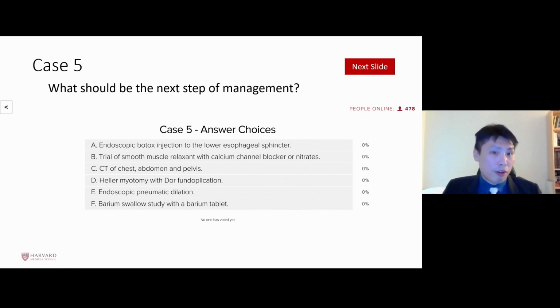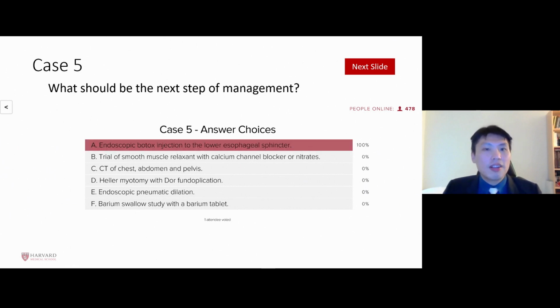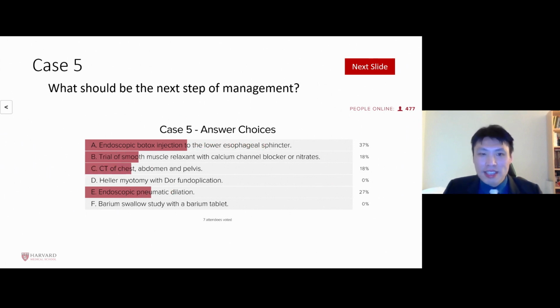Would you refer him for endoscopic Botox therapy to his lower esophageal sphincter, a trial of a smooth muscle relaxant to relax his lower esophageal sphincter, like a calcium channel blocker or nitrates, performing a CT of the chest, abdomen, and pelvis, referring him for surgical myotomy to cut the lower esophageal sphincter, doing a pneumatic dilation of his lower esophageal sphincter to help him, or doing a barium swallow study at this point with a barium tablet?